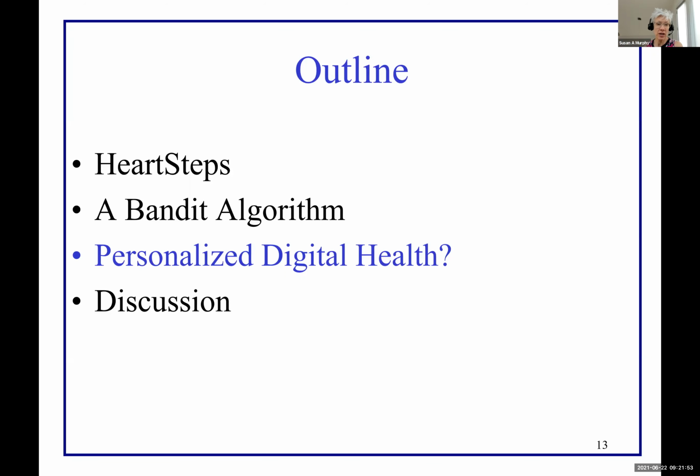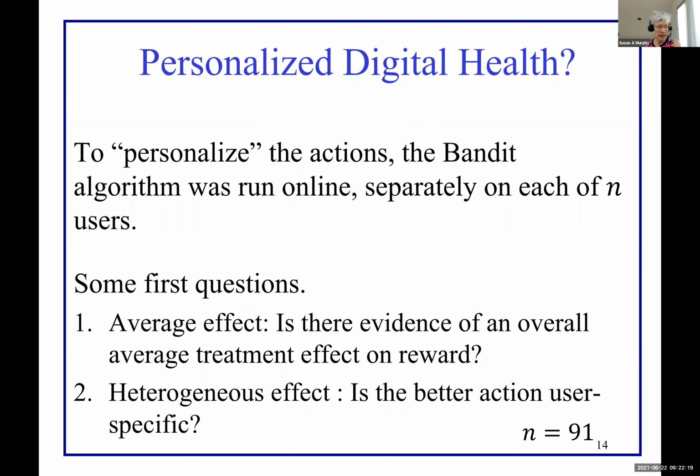Okay, as I said, we changed this bandit algorithm in a number of other ways, but I really do want to get to this third bullet point. After the study's over, it's very easy to look at some of the data and to think that this algorithm is fantastic and it's personalizing. And as statisticians, we have to ask, is this spurious? So in general, in HeartSteps, this generalization of the bandit algorithm was run online separately on each of the N users, N equals 91 in this particular setting.